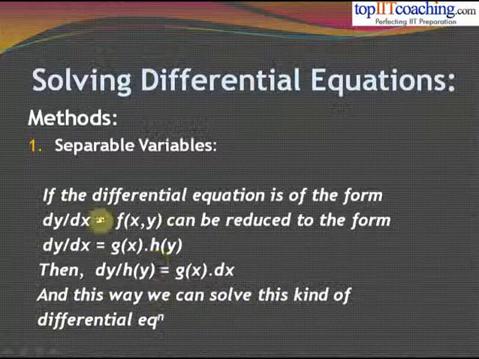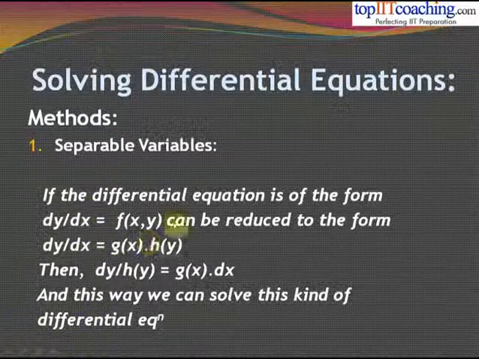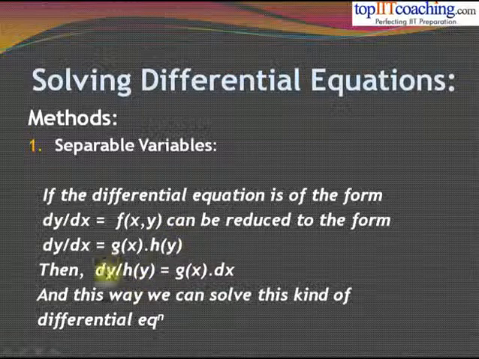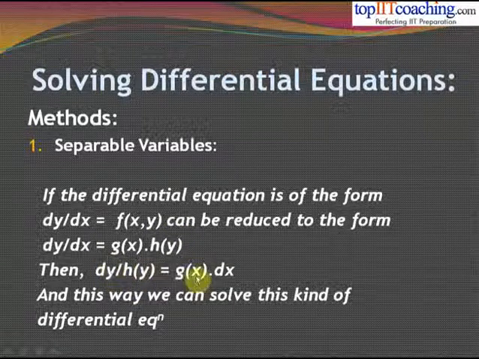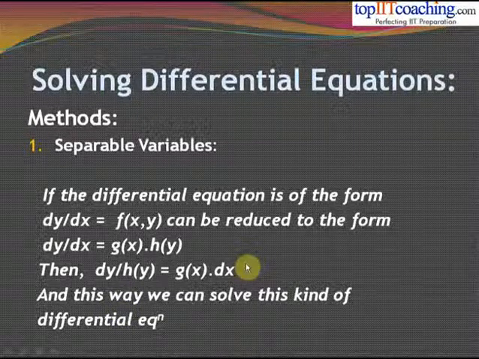So in the method of separable variables, we have dy by dx equal to some function of x into some function of y. This can be separated, and the function of y can be brought to the side of dy and the function of x can be brought to the side of dx. So we have separated this into two parts, one part comprising y with dy and the other part comprising x with dx. Let's try to solve an example that will throw more light on this.